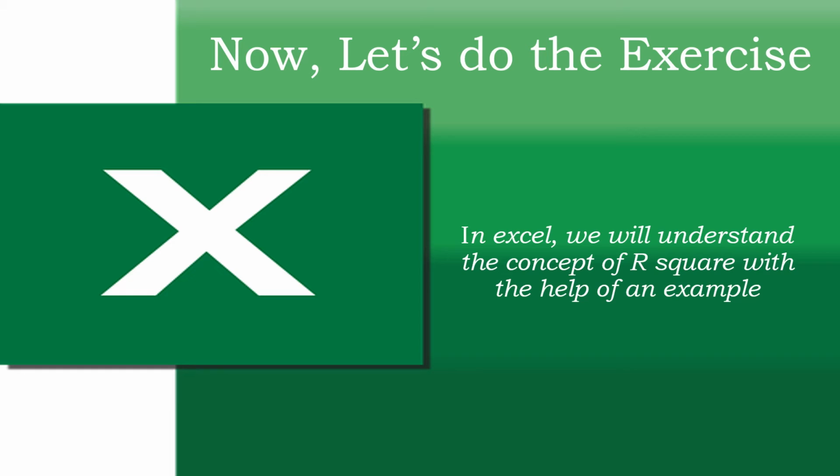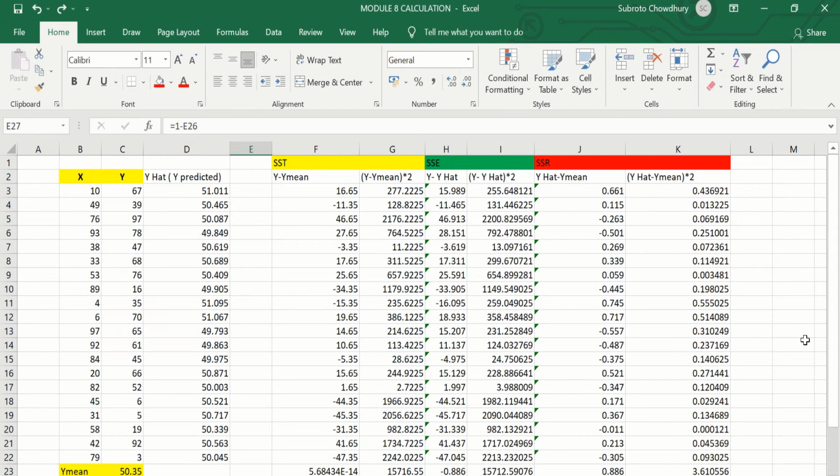Okay, we'll understand the concept of R-square with the help of an example. What I have done here is that we have taken an Excel file with 2 variables, the y variable and the x variable. Y is the dependent variable, and x is the independent variable. These are random values that we have generated.